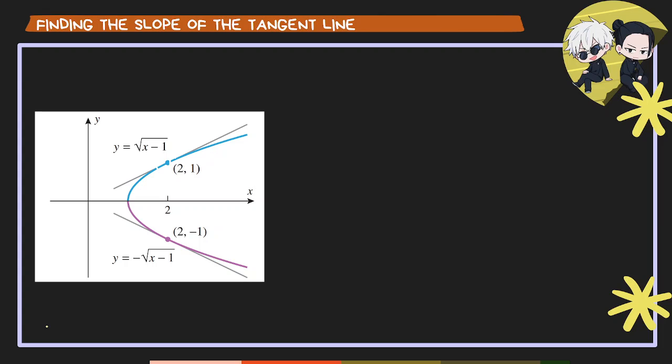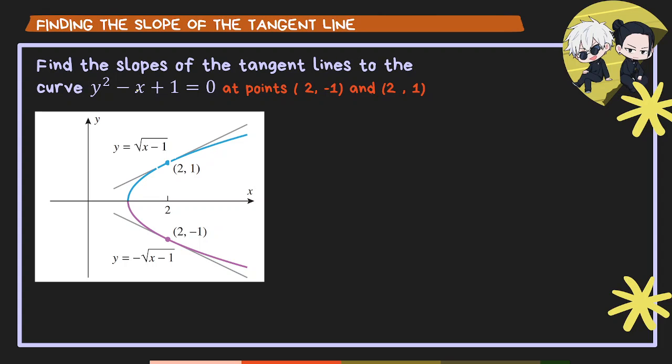Now, we are asked to find the slope of the tangent line to the curve y squared minus x plus 1 is equal to 0. So this is that curve. The tangent line here is here, and you are asked to find the slope. Basically, slope is just the derivative. However, we are given the point 2, negative 1, because if we get the tangent line here, we cannot approximate exactly. So the given here is the point here and here, and we are going to see what the slope is at each.